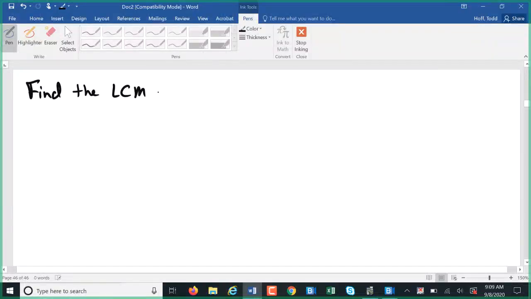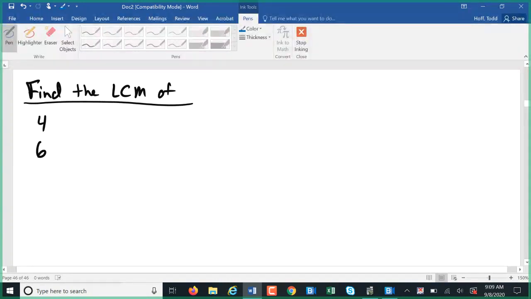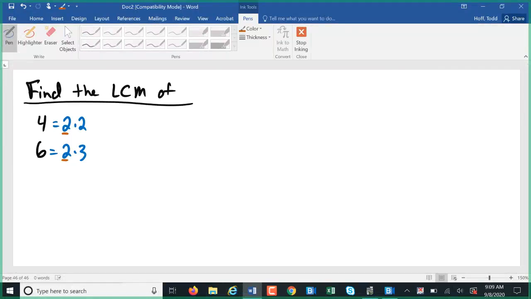Find the LCM of 4 and 6. I can list out all those multiples until I find one that's in common, or I can use my factoring. If I use factor trees, 4 is 2 times 2. 6 is 2 times 3. To find the least common multiple, I look at the factors that are the same. They both have a 2. I'm not worried about those for now. They're the same, so I don't have to worry about them.